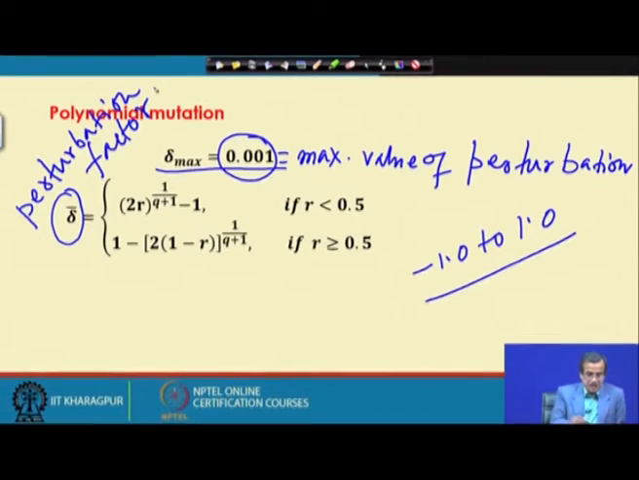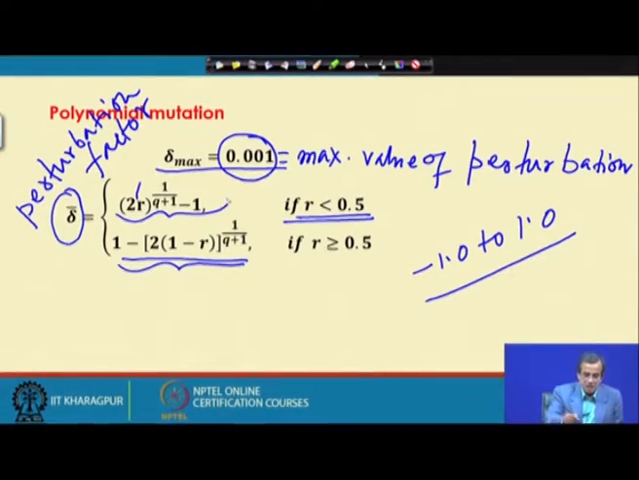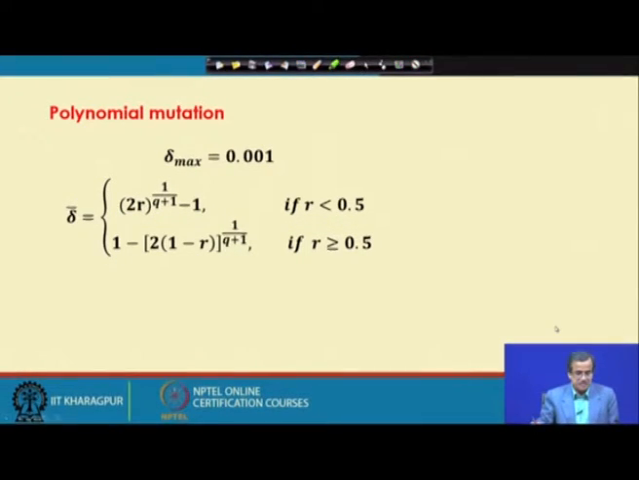Now, this delta bar is nothing but 2r raised to the power 1 divided by (q plus 1) minus 1, if r is found to be less than 0.5. r is nothing but the random number lying between 0 and 1, and q is the exponent, and I will have to take a suitable value for this q. This is the scenario if r is found to be less than 0.5. If r is found to be greater than or equal to 0.5, I will have to use the other expression. Now, let us see how to proceed with this.